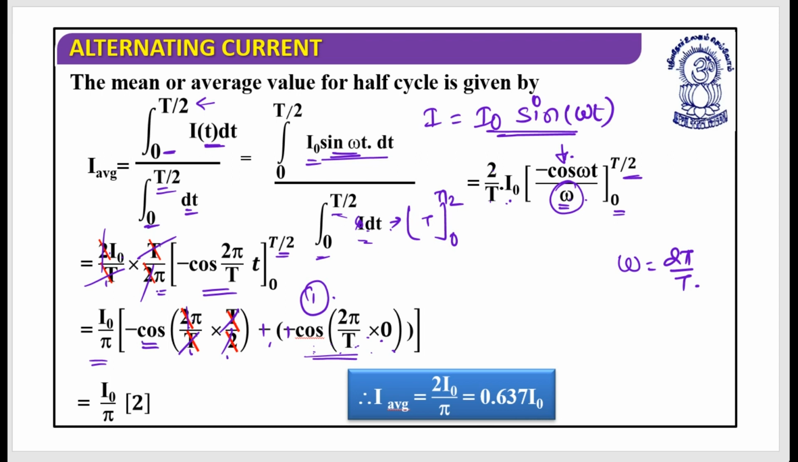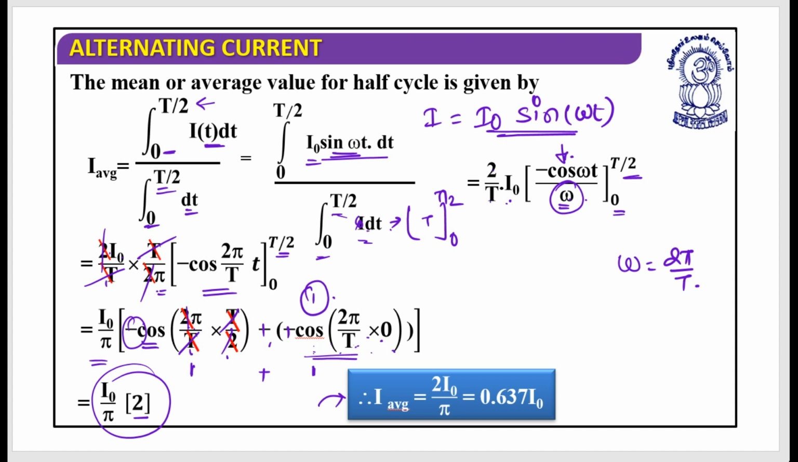From here, it's minus cos pi. Cos pi is cos 180 degree, which is minus 1, multiplied by minus gives 1. So this will contribute 1, and this will contribute 1. It's 1 plus 1, 2, into the bracket: 2 I naught by pi. So from this, I have calculated that I average equals 2 I naught by pi. When I say 2 by pi, it is just 0.637. I will always look at this. It's I average, which is 2 I naught by pi, which equals 0.637 I naught.